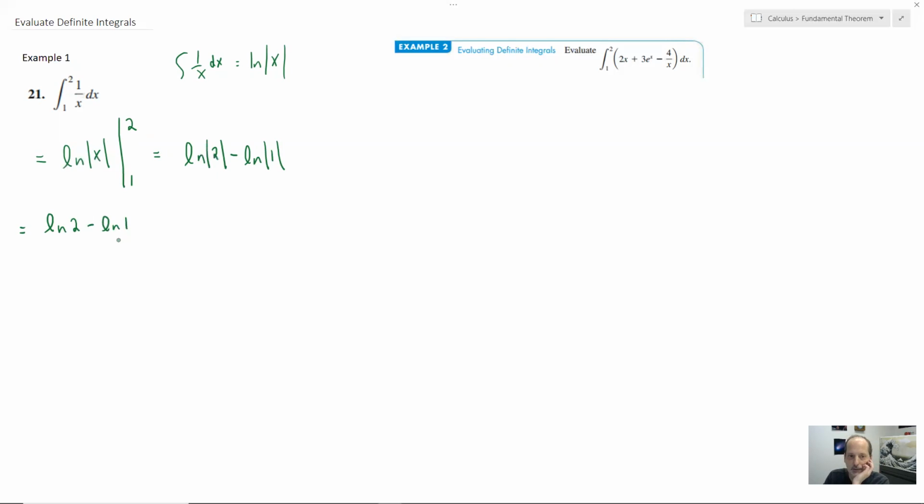Now, ln of 1 is 0, because e to the 0 would equal 1. And ln of 2 is roughly 0.693.